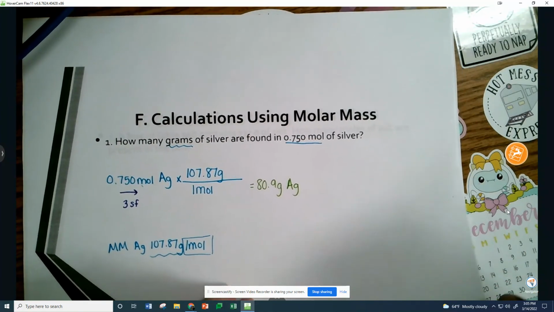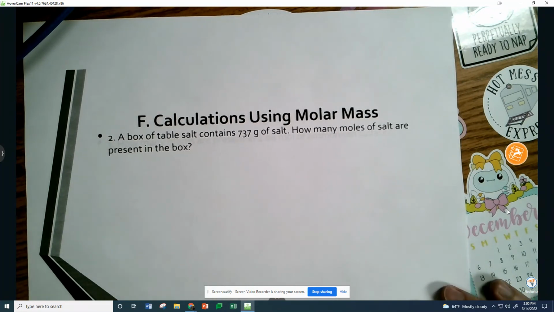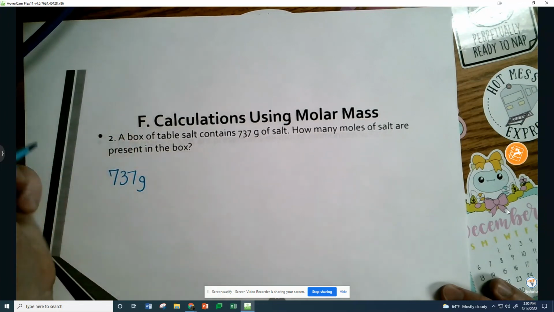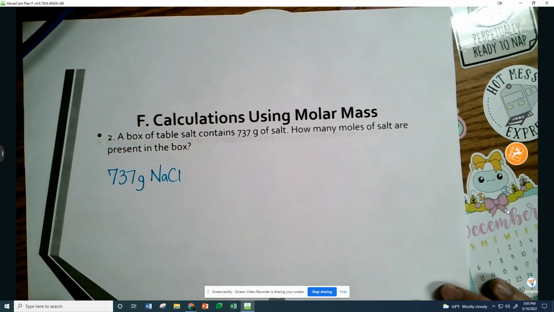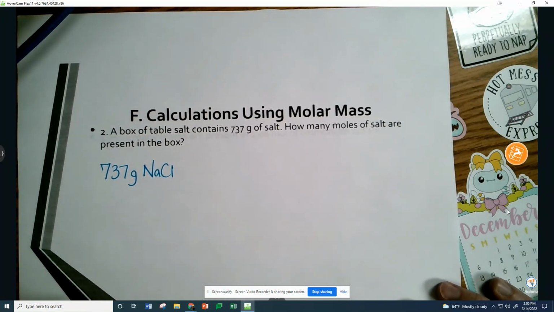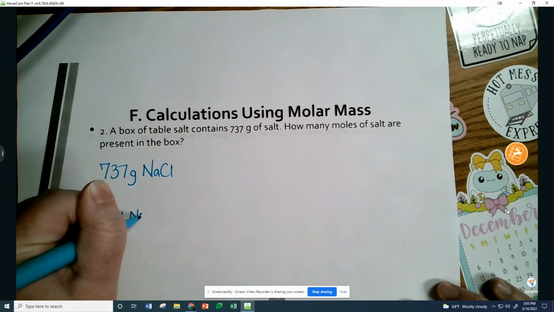Example 2 is where I'm going to end. So in example 2, we have a box of table salt, and it tells us we have 737 grams of this salt. So I can start by putting 737 grams, and because it says table salt, I know that's NaCl. It wants to know how many moles there are. So in order to go from grams to moles, and just like the last problem, moles to grams, you always need a molar mass. So we need the molar mass of NaCl.